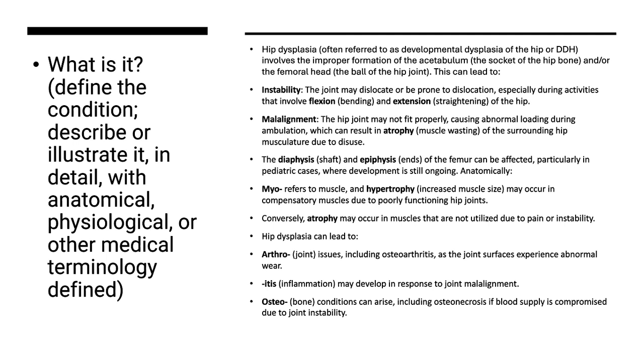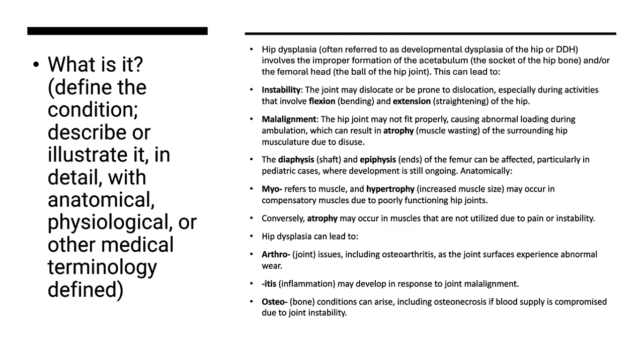The joint may not fit properly, causing abnormal loading during ambulation, which can result in atrophy, which is the muscle wasting of the surrounding hip due to disuse. The diaphysis, which is the shaft, and the epiphysis, which is the end of the femur, could be affected, particularly in pediatric cases where development is still ongoing.